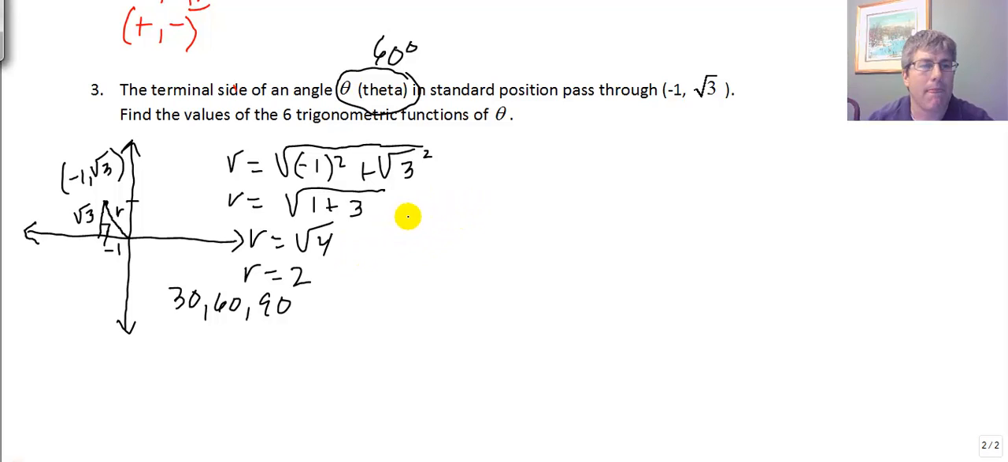But we need to calculate our trig functions. So it looks like x is negative 1, y is square root of 3, and r is 2. So we know the three sides. So I'm going to leave finding those 6 trig functions up to you. So bring those answers, and I will see you in class.